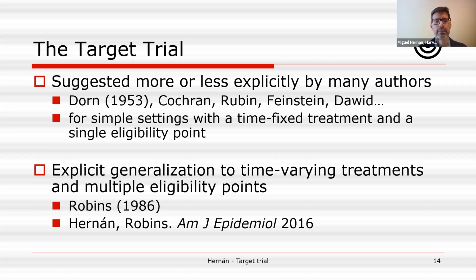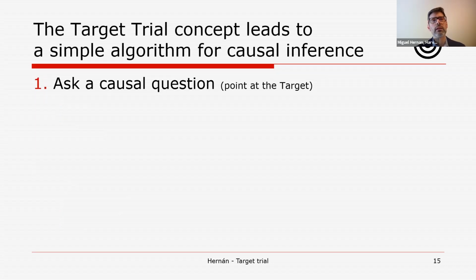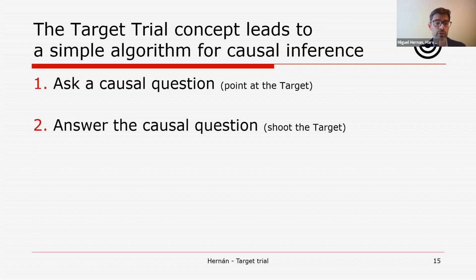And we have to wait until the 80s when Jamie Robbins made this concept of a target trial general, so that we can apply it to treatment strategies that are sustained over time, to time-varying treatments. So if we think about causal inference from observational data as an attempt to emulate the target trial of interest, then we can organize causal inference in two steps. The first step is that we have to ask the causal question, and the second step is that we have to answer the causal question.